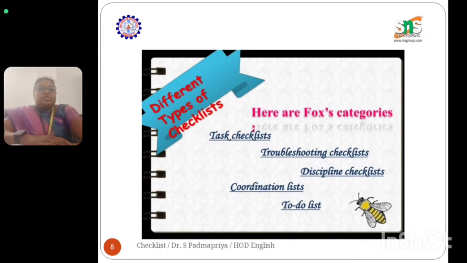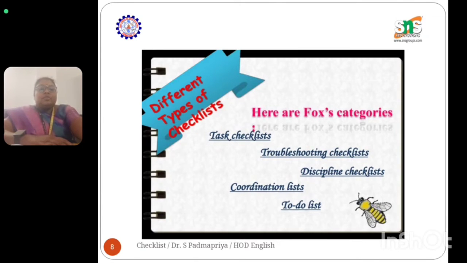That is the troubleshooting checklist. When we are working on a computer, if you have some kind of issue in opening something, we will have this kind of troubleshooting checklist format, and this will help you to identify what the trouble is which we are facing in our system. So out of that we can identify the issue and sort it out. Next one is the discipline checklist.